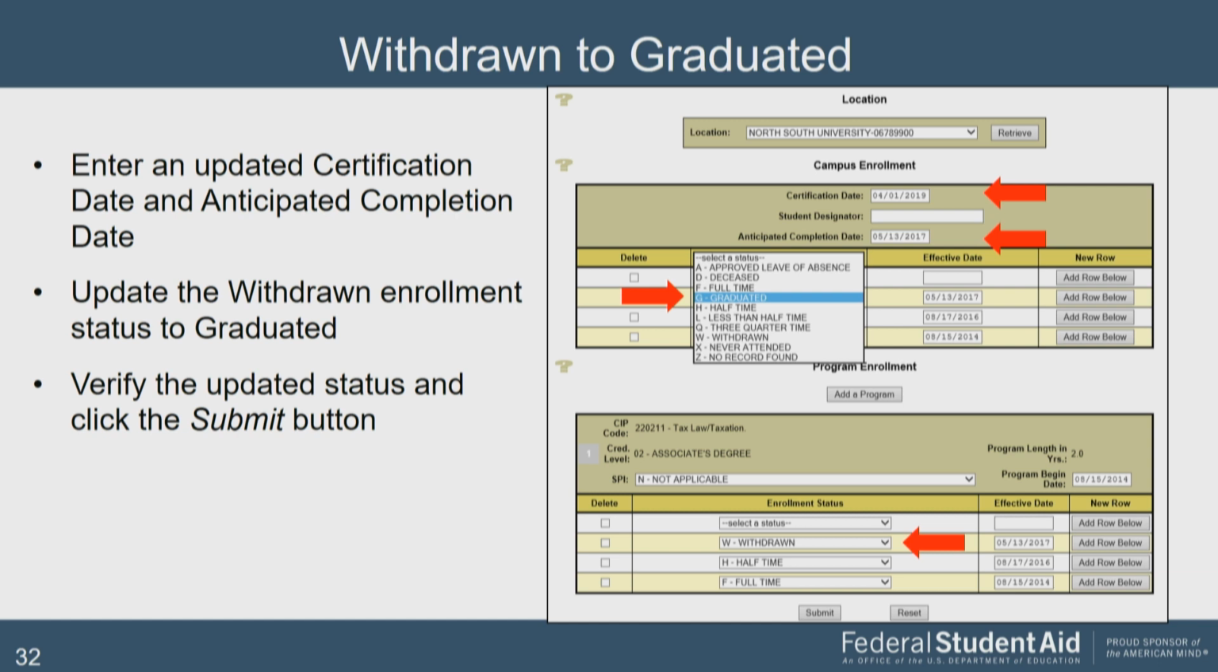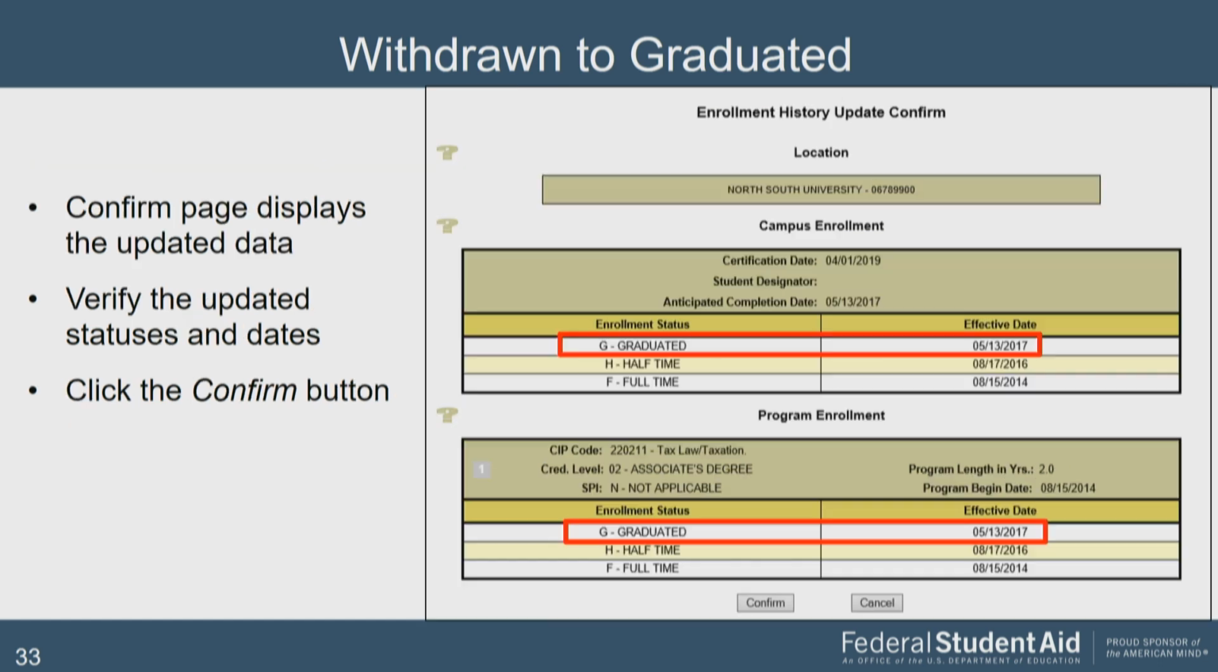Same thing for the program level enrollment box underneath of that. You want to pull that up and then go to the existing row showing the withdrawn status and you want to mark that as graduated. You can verify at that point, once you've done your entries, that the updated status is all there, and then click the Submit button that you find there at the lower center of the screen.